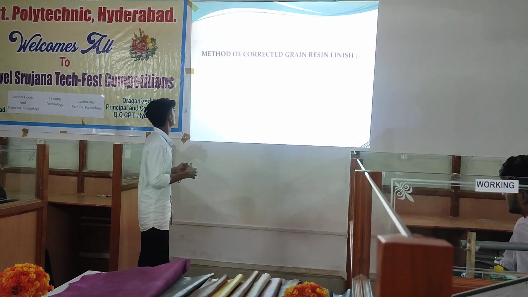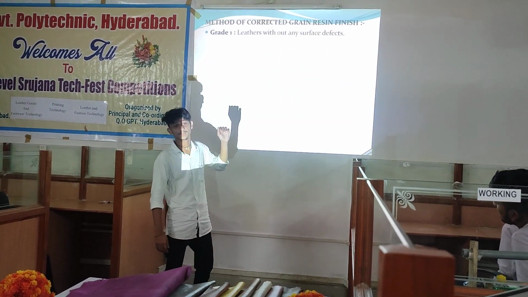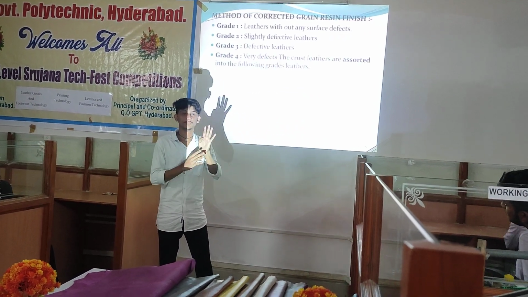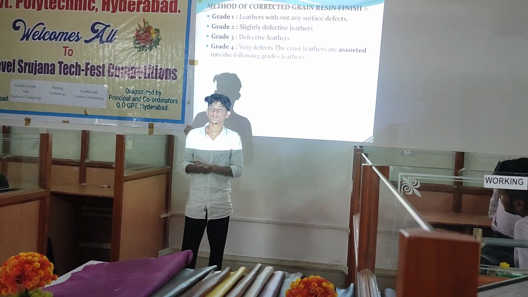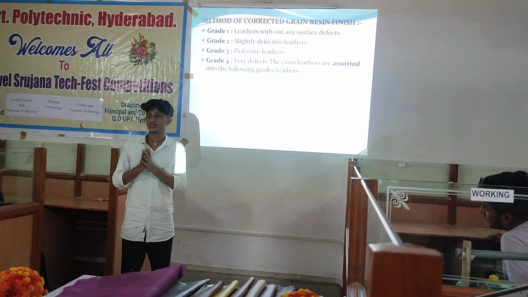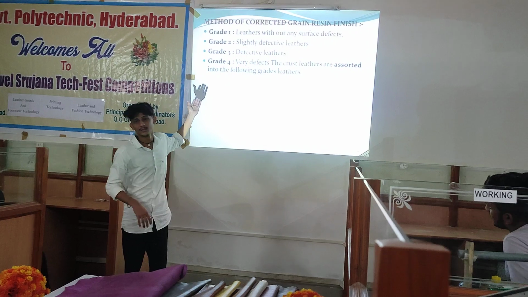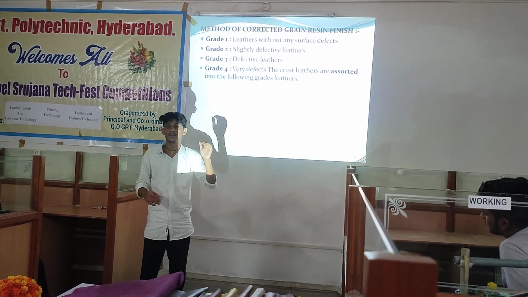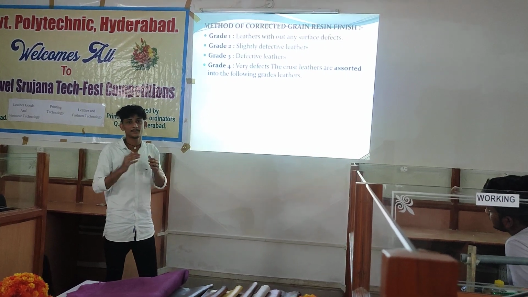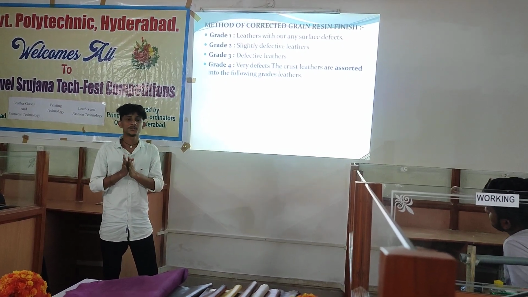Next, method of corrected grain resin finish. In this, there are 4 grades. We have classified the leathers into 4 grades. One is grade 1. It means there are no defects on the grain side. It is pure skin and good quality. Next one is grade 2. We have slight defects like tick marks, wall marks, grey marks, brown marks, like that. These defects make the leather cheap.